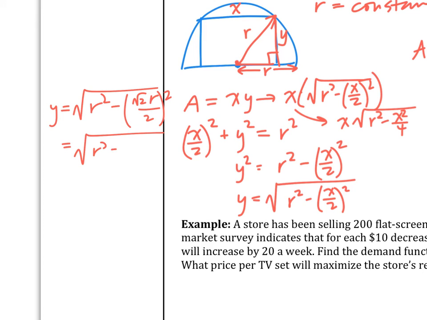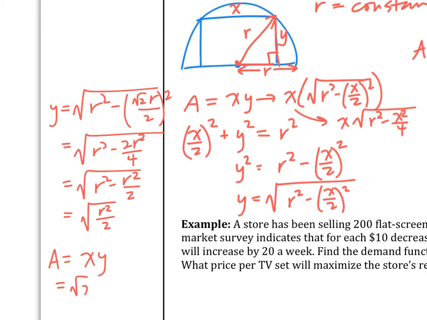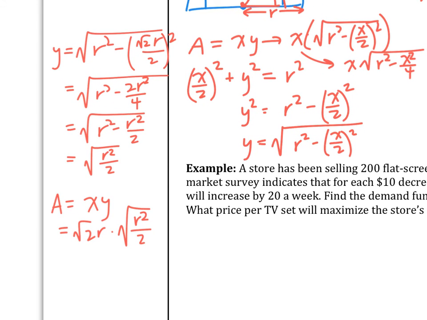R squared minus 2r over 4 squared, 2r squared. So that is r squared minus r squared over 2. That is square root of r squared over 2. All right, I don't want to simplify that. A is equal to xy, so that's square root 2r times square root r squared over 2. Can't wait, no. Make it easier for yourself. Just put r over square root 2. The answer is r squared.